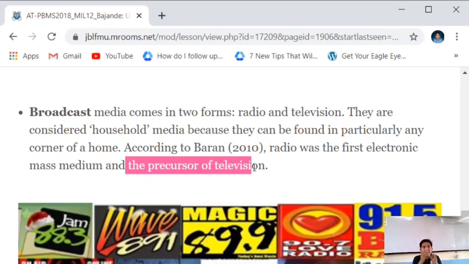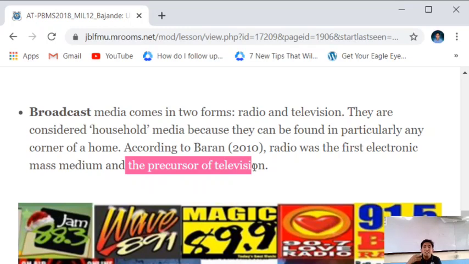For example, they say that radio was the ninuno, the ancestor, of television. Because radio influenced television, right? You can see in television, there is sound. In radio, there is sound. So the sound influenced television.